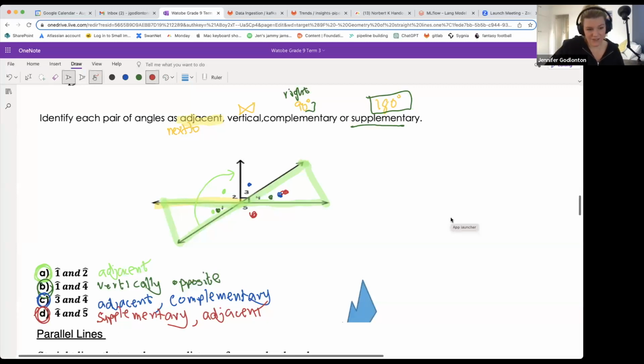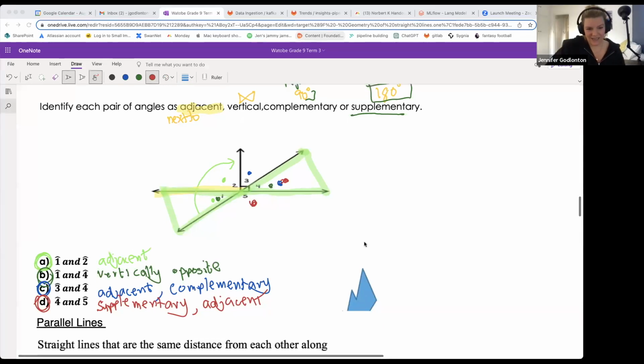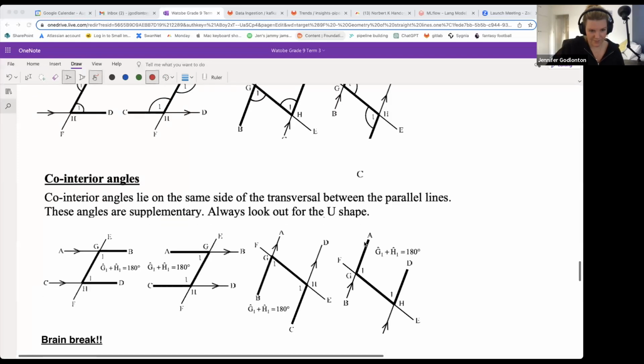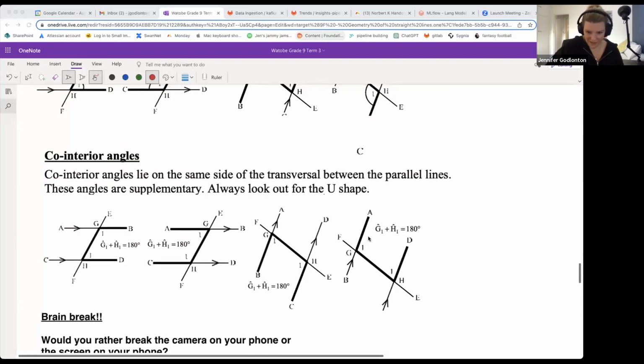Okay. If you would like to take a screenshot, please feel free. We're going to then just talk about, oh, I see the time. Let's quickly jump to our brain break after this, and then we'll talk about some parallel line. Just going to give you a moment to take a screenshot if you would like one. Okay. Let's quickly pop down to our brain break. There we are. Okay.